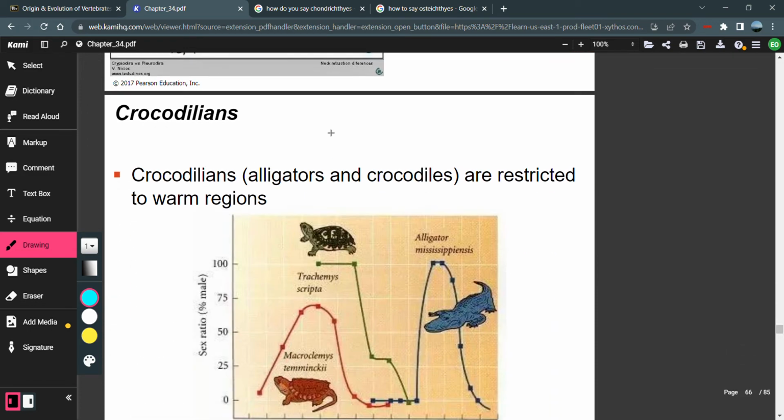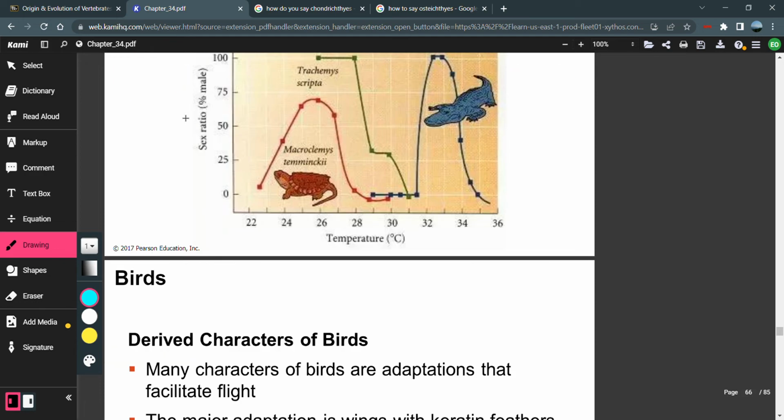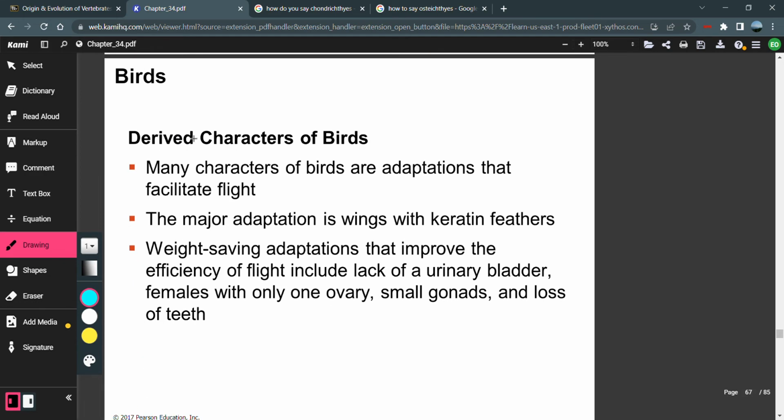Crocodilians, which are alligators and crocodiles, are restricted to warm regions. The derived characters of birds include many adaptations that facilitate flight. A major adaptation is wings with keratin feathers.